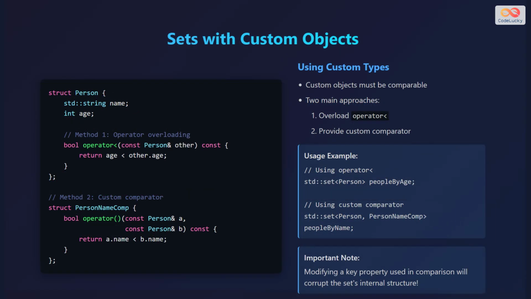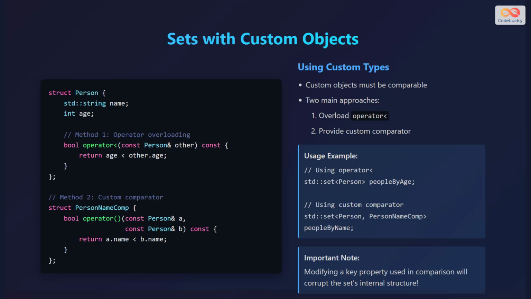Now let's see how to use sets with custom objects in C++. When using custom objects in sets, the objects must be comparable. There are two main approaches. The first is to overload the less than operator within the custom object's class or struct. For example, in a struct called Person that has a name and age, you can overload the less than operator to compare Person objects based on their age.